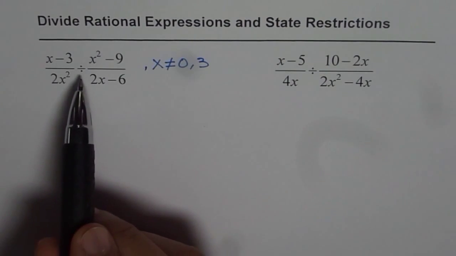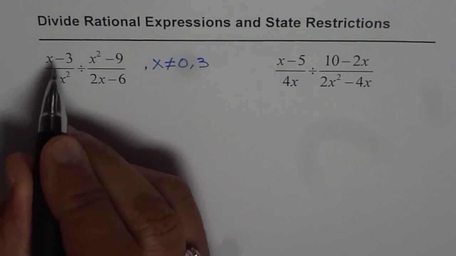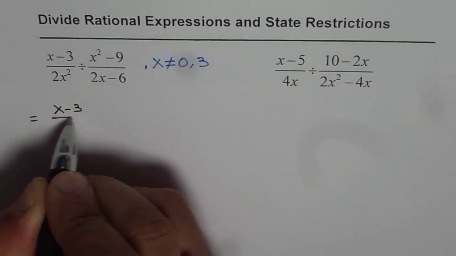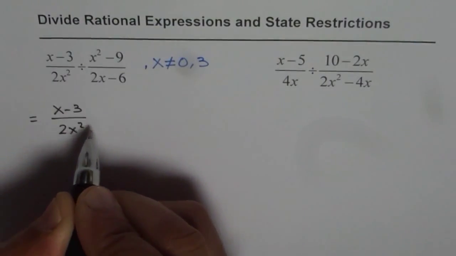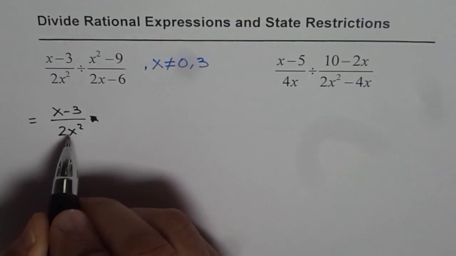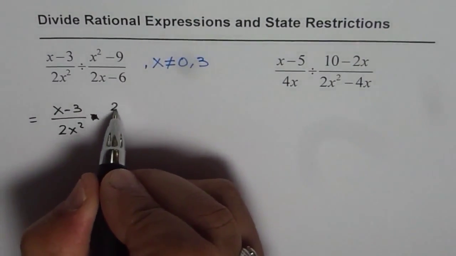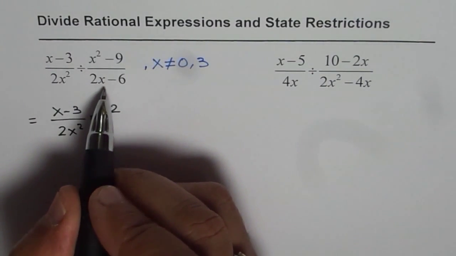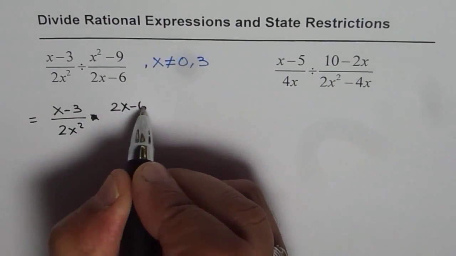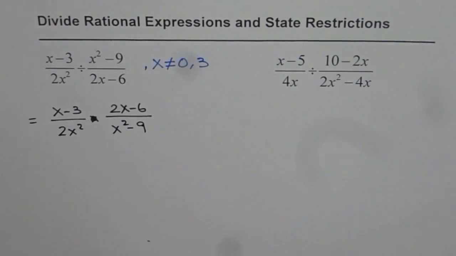Now, as you know, division is reciprocal of multiplication, right? So what we can do is we can write this expression as (x minus 3) divided by 2x squared times, so let me write a dot here so that there is no confusion between x and the multiplication sign. Reciprocal means we'll write the numerator in the denominator and the denominator in the numerator, getting 2x minus 6 in the numerator and x squared minus 9 in the denominator.